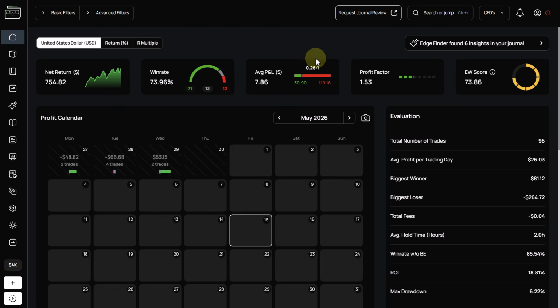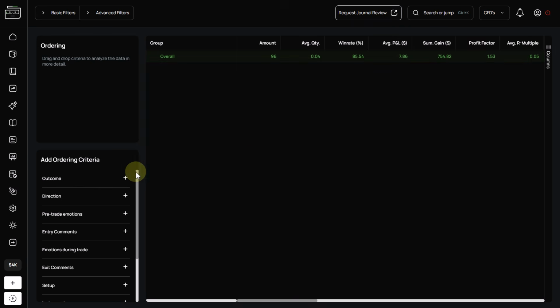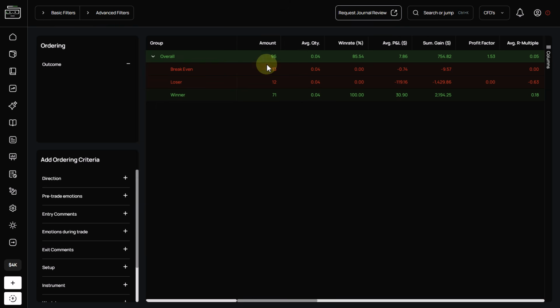So the first thing I ask myself with a low reward to risk ratio is, why is it so small? Is it by design, or is he somehow managing his trades and maybe starting with a high reward to risk ratio but then getting out of the trades? So the first thing where you can really nicely see this is trade analytics. And what I did is I added here the outcome. So what we can then do is analyze his overall performance, but also winners, losers, and break even.